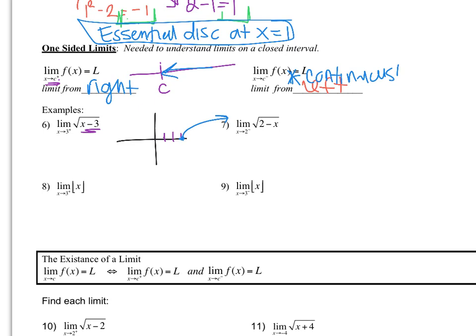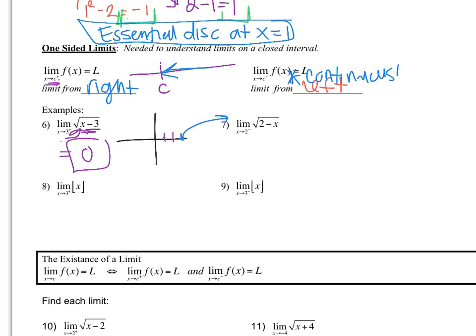What we can say is that as x approaches 3 from the right, so we see the plus sign, then the function itself approaches 0. We can also get that value by using direct substitution, because the function is defined at 3. So this limit is 0, which we can see from the graph and understand by plugging 3 in.